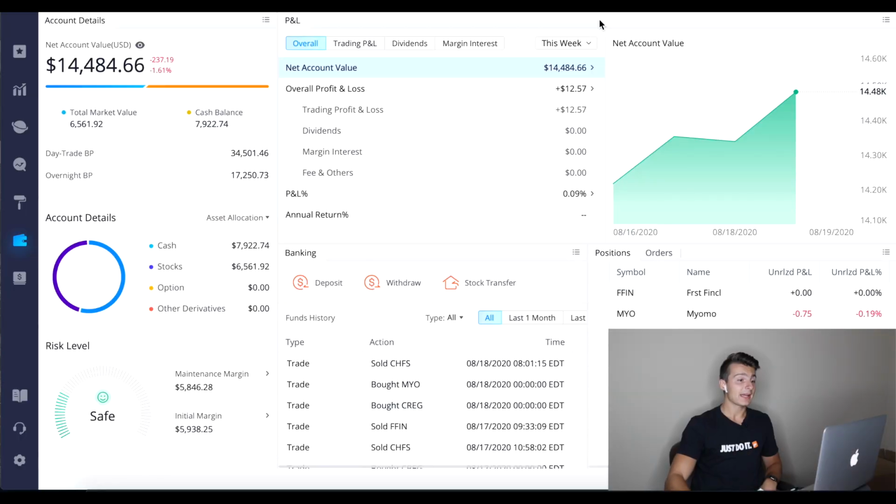So here we are inside of my computer, and we are going to be talking about the Webull Desktop 4.0 platform. So they've been updating their platforms here and there, and now this is the Webull Desktop 4.0 update, and I want to actually talk about this platform.